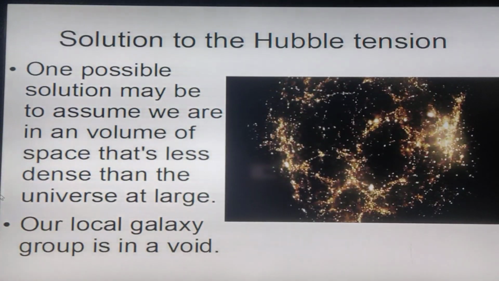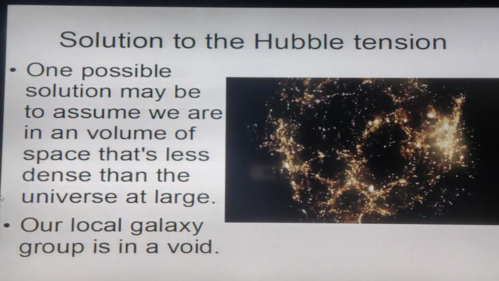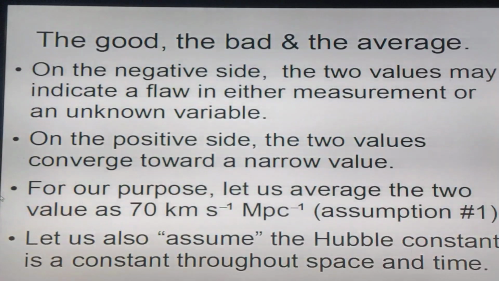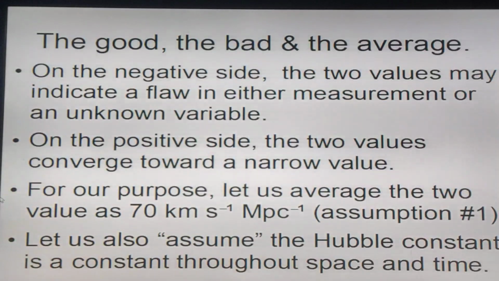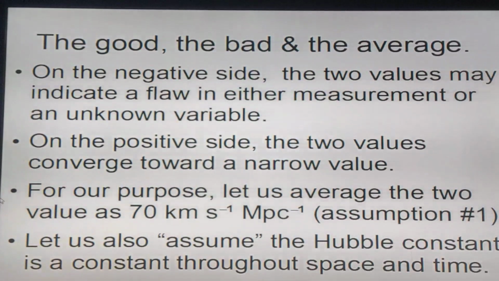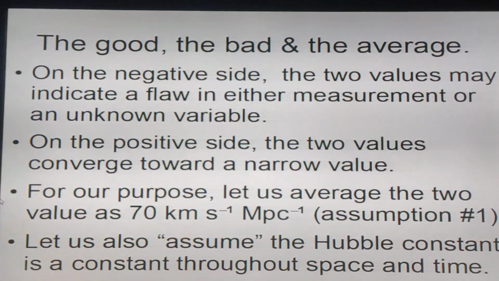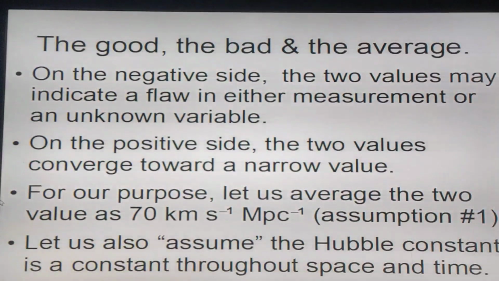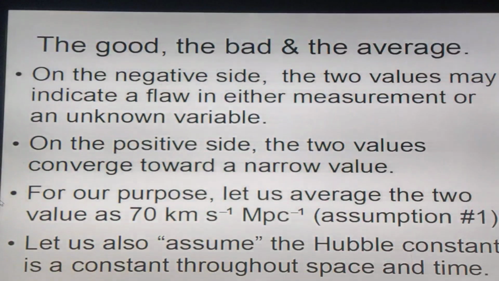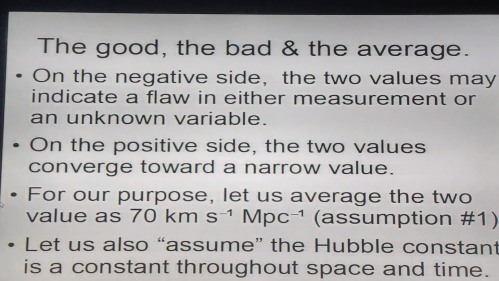One possible solution to this problem may be to assume that we're living in a volume of space that's less dense than the universe at large. Basically, our local galaxy group is in a void. On the negative side of this, the two values may indicate some kind of flaw in either measurements, or maybe there's an unknown variable we're not compensating for. On the positive side, the two values converge toward a narrow value. So for our purpose, let's average the two values at 70 kilometers per second per megaparsec. And let's also assume that the Hubble constant is a constant throughout space and time.